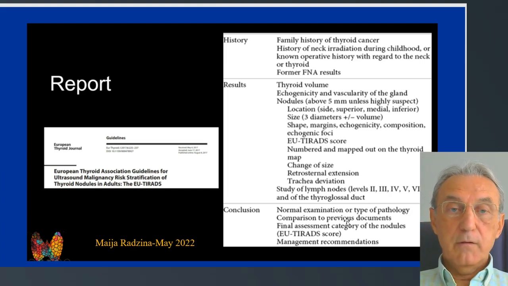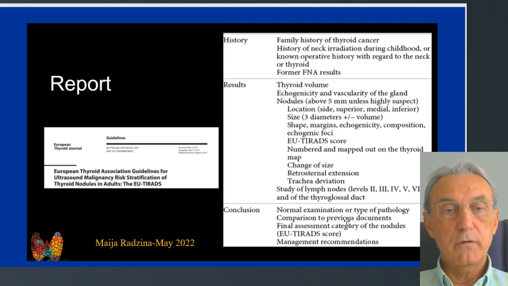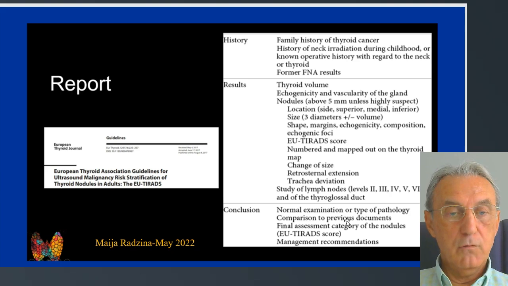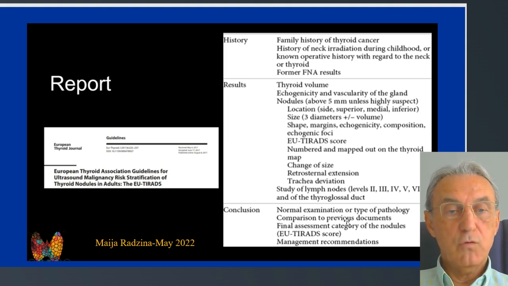So the report format should include the history, the family history, personal history, the former FNA results, and in the results section we should talk about the thyroid dimensions, volume, echogenicity and vascularity of the gland, not only the nodules. Then we should describe the nodules, all properties of the nodules, and we should check the lymph nodes, and then we should conclude and, as I said, suggest something for the patient.